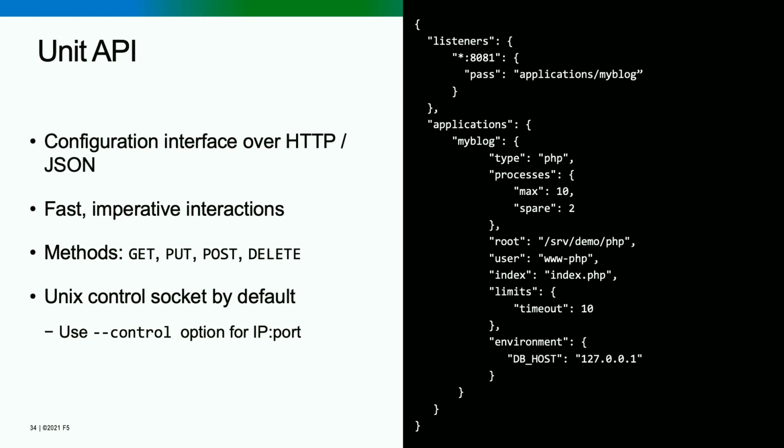And you can also do things like timeouts. And you can also define environment variables. So that's really cool because if you need to update an environment variable, you don't need to manage a file on disk. It can be just an API call, and instantly that environment variable is updated.